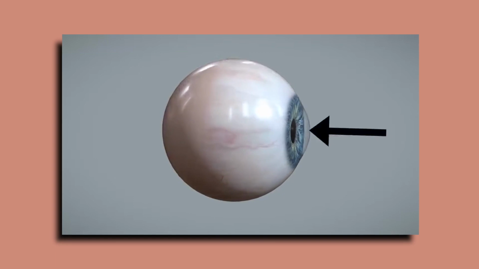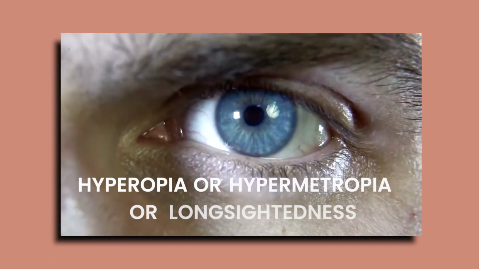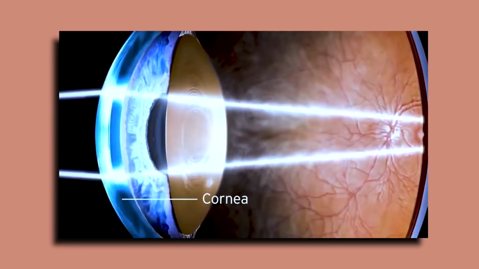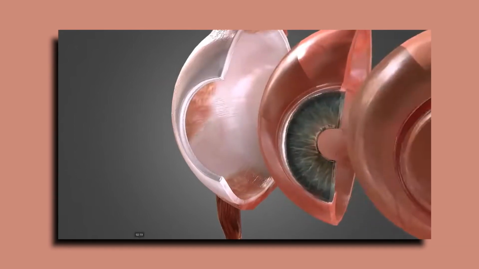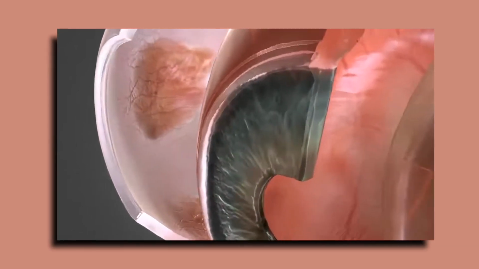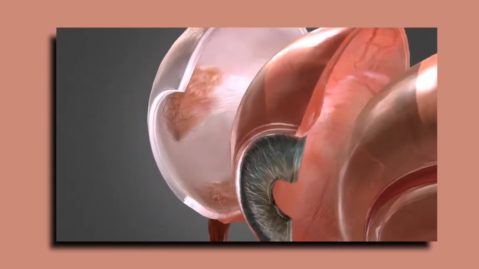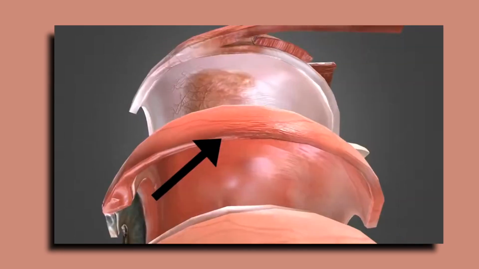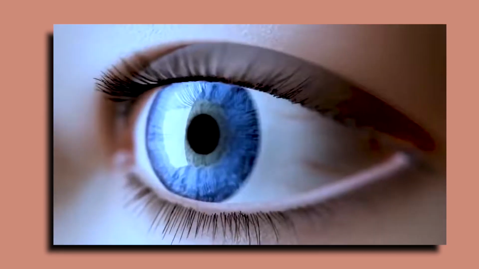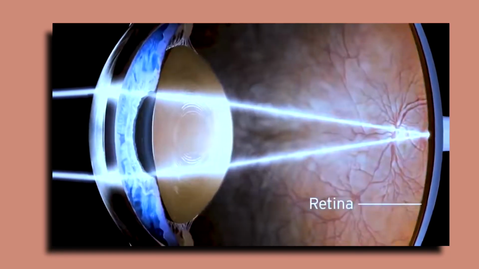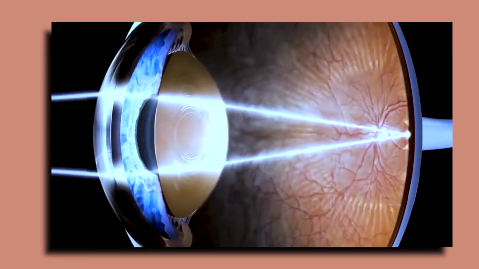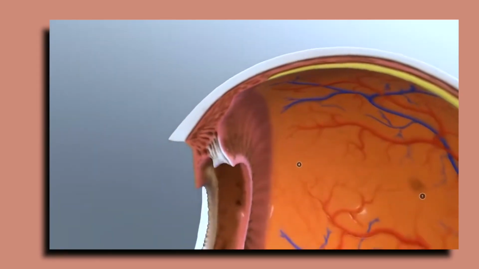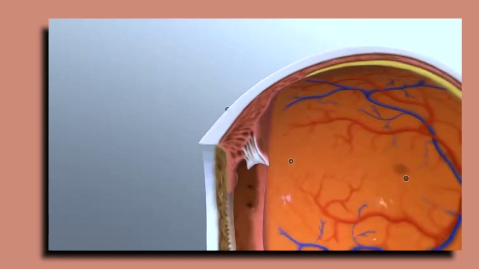Now let us look at another condition, hyperopia or hypermetropia, or long-sightedness. Look at this picture carefully. It's a beautiful representation where you see that the image is being focused beyond the retina, behind the retina. It is a condition of the eye in which light is focused behind, instead of on, the retina. Distant vision is normal, but near vision is blurry.